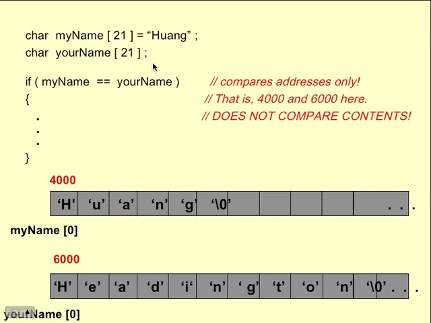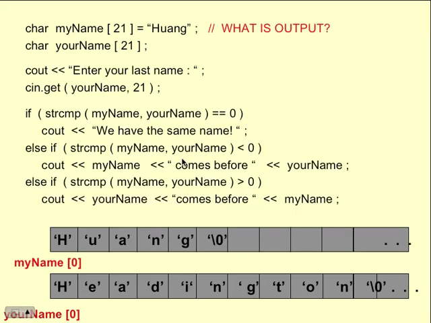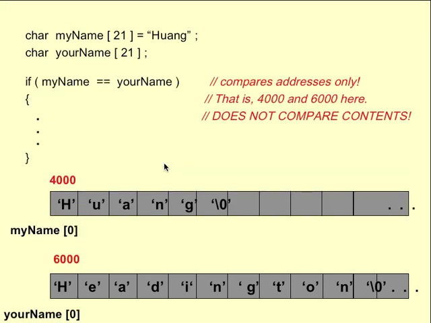And here we have my name is equal to your name. That compares the addresses only, and the addresses are 4,000 and 6,000 here. It doesn't really compare. But in this particular example, we used the string compare to look at it. We had to use the string compare function, I shouldn't say function, method call, to see if they were equal. You can't just say they're equal.